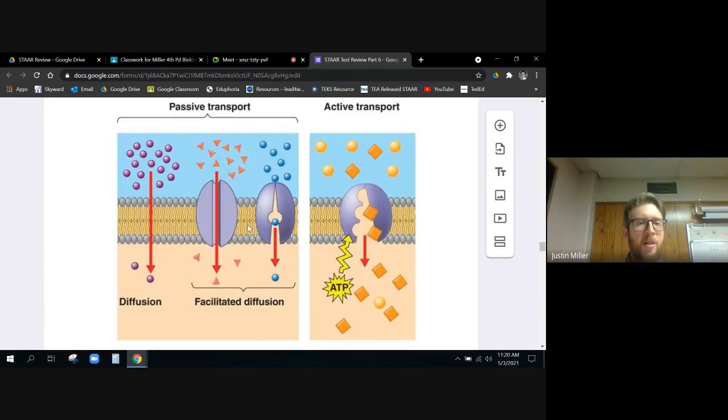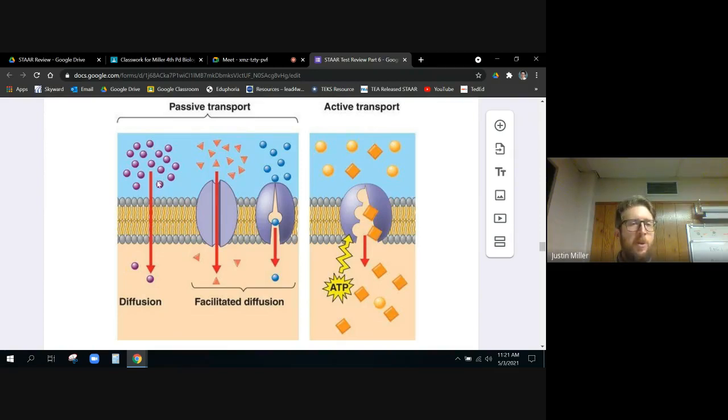And there's two kinds of passive transport. There's what's called diffusion and facilitated diffusion. Do you know what facilitated means? It means to be helped or assisted. So we have diffusion that happens on its own, and then we have diffusion that needs a little help. So diffusion that happens on its own is like water.